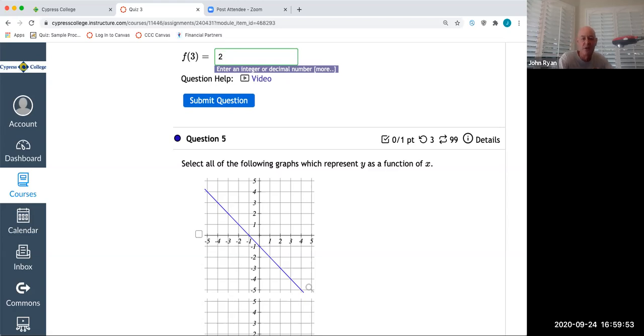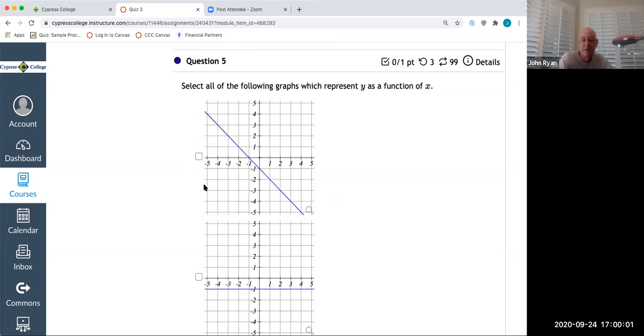So for number 5, we're going to do something called the vertical line test. This means every vertical line can only hit the graph one time for it to be a function. If it hits it more than one time, it's no longer considered a function. So this one, every vertical line, and I don't just mean the lines on the grid, I mean every vertical line should hit this line one time, and it does. One time, one time, and so on.